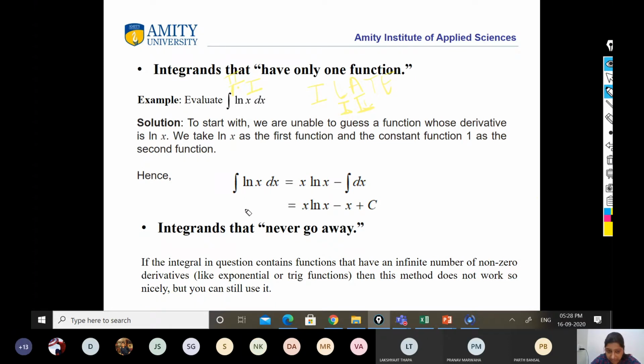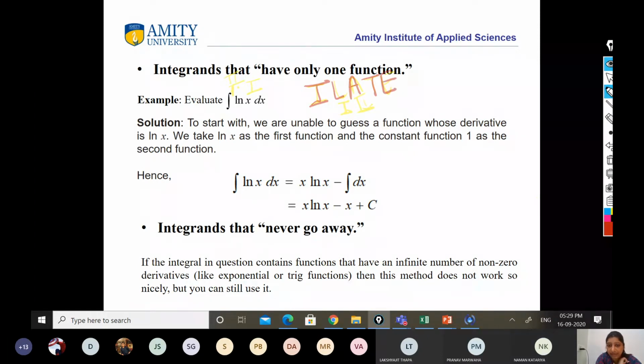Excuse me, ma'am. Yes. Can you please use another color? It's not visible. Okay, yeah, sure. I don't know why it's not working. Is it visible now? Yes, ma'am.